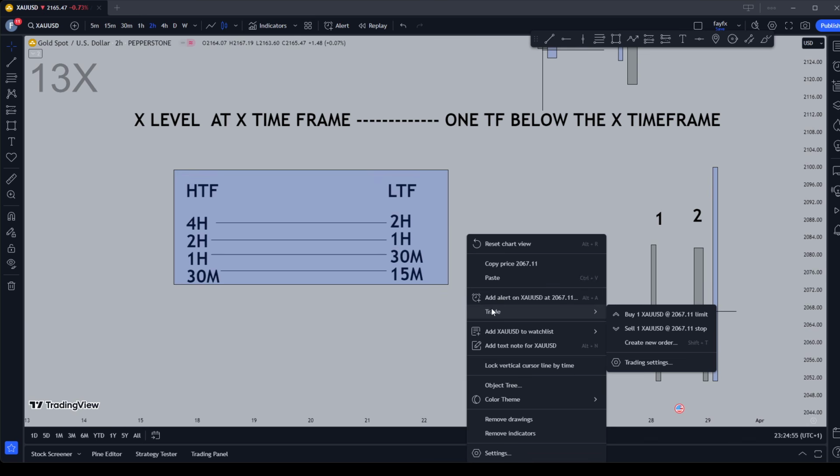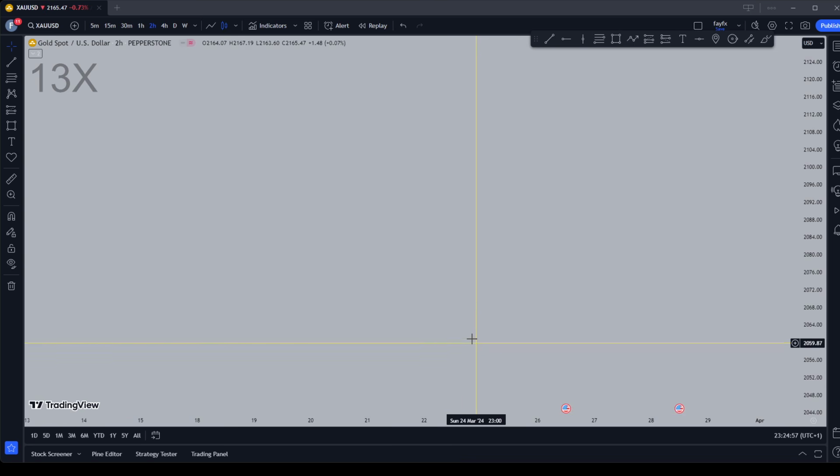So let's do a quick recap of the first lesson. First of all, the levels we use. We have two levels, a classic level or a V level.